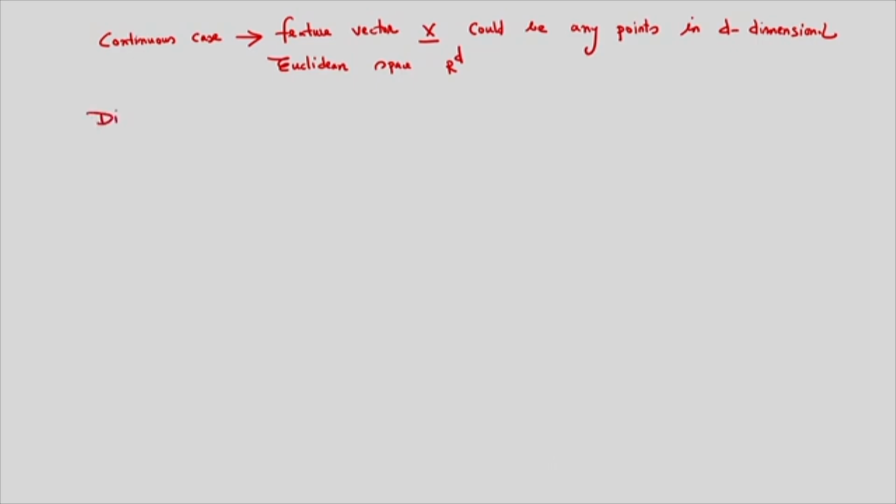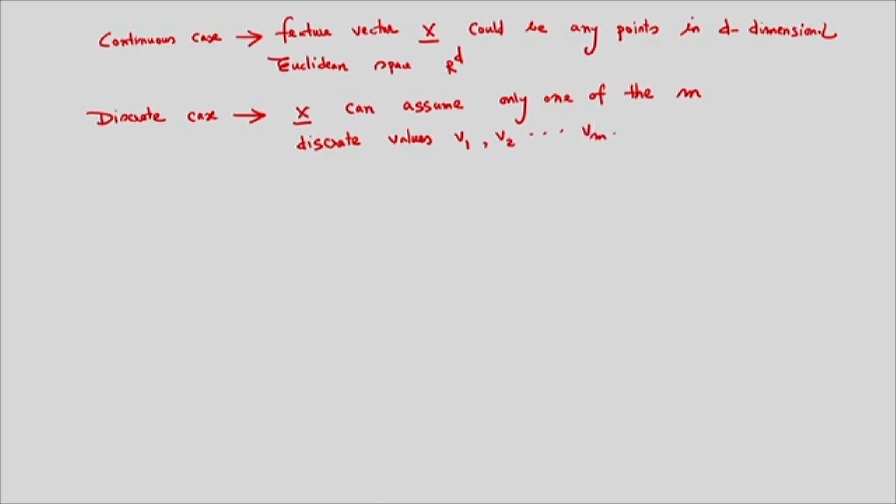So if I consider the discrete case, that means we are considering discrete features. So in case of the discrete case, this feature vector x can assume only one of the m discrete values. So x can assume only one of the m discrete values. So maybe the discrete values we can consider are v1, maybe v2. These are the discrete values we can consider.